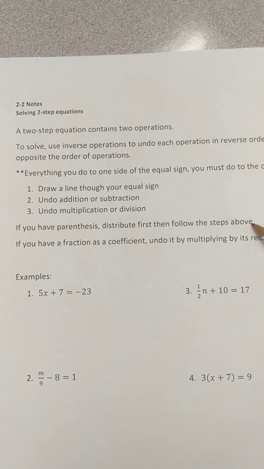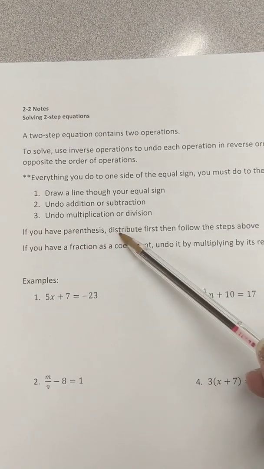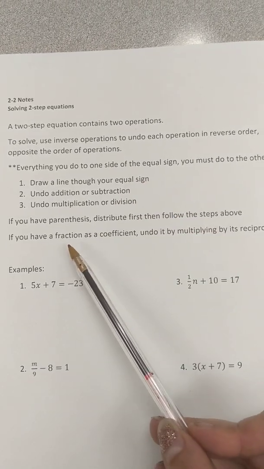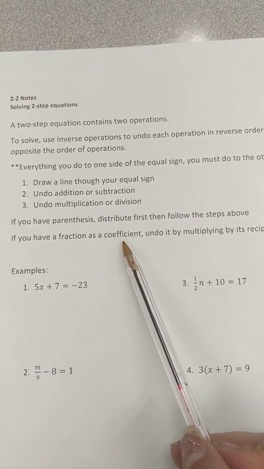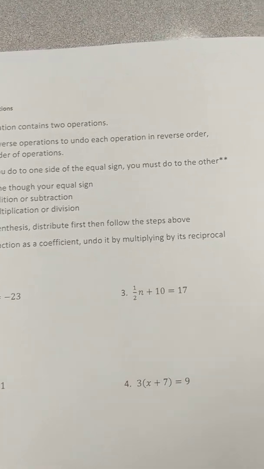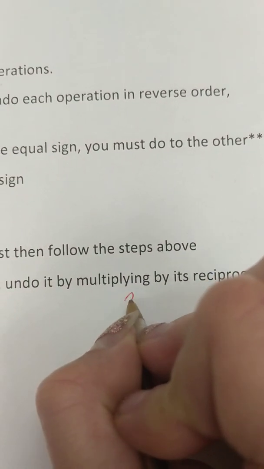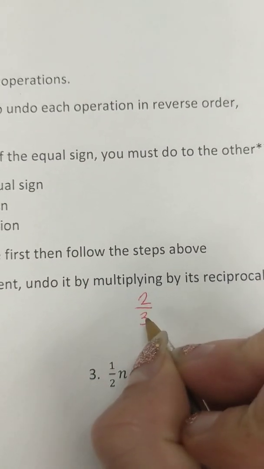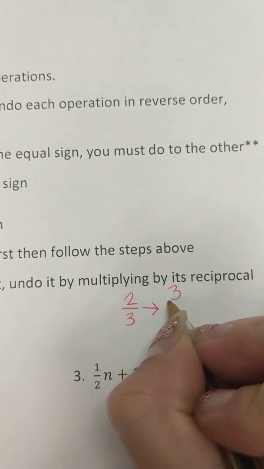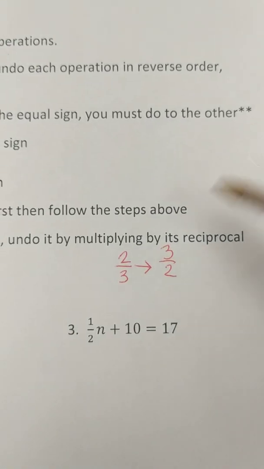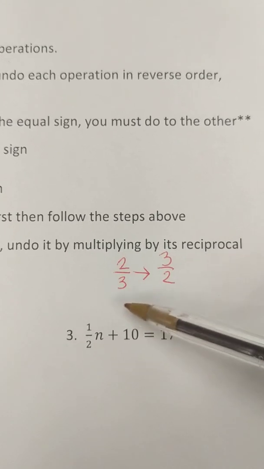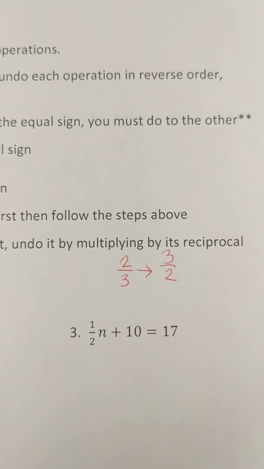There are two things that will help you if you have different looking equations. If you have parentheses, you're going to start by distributing. But then after you've distributed, follow those same steps. If you have a fraction as a coefficient, which remember is the number in front of your variable, you're going to undo it by multiplying by its reciprocal. So, for example, if 2 over 3 is the number in front of my variable, the reciprocal is flipping the fraction, 3 over 2. So I'm going to multiply by the reciprocal, 3 over 2, which will get rid of this 2 over 3. Okay, so let's look at some examples.